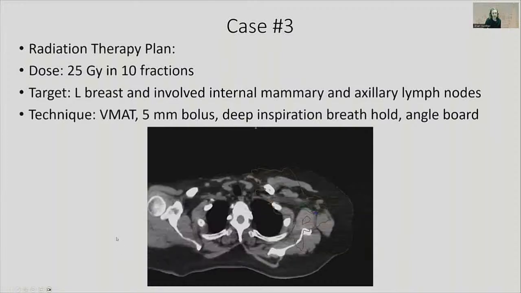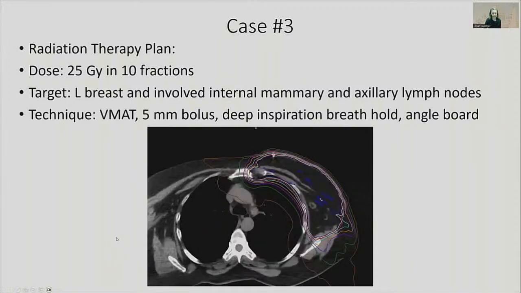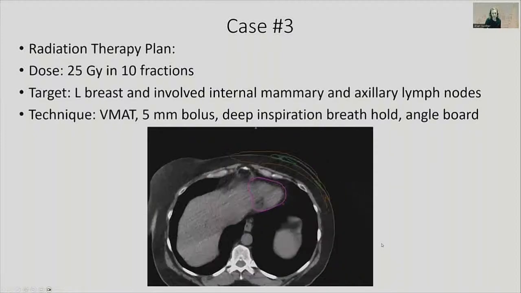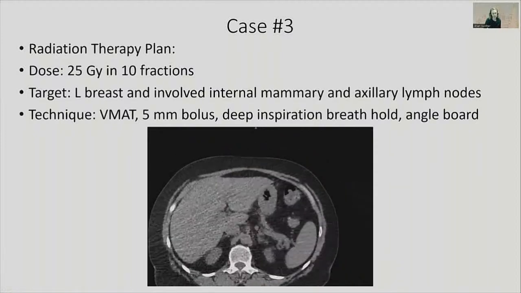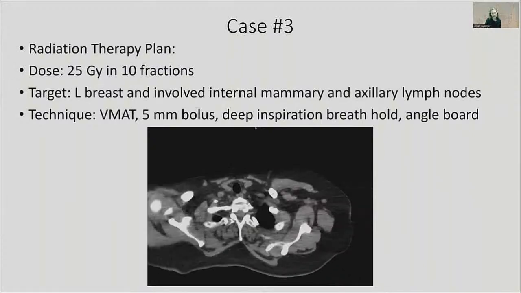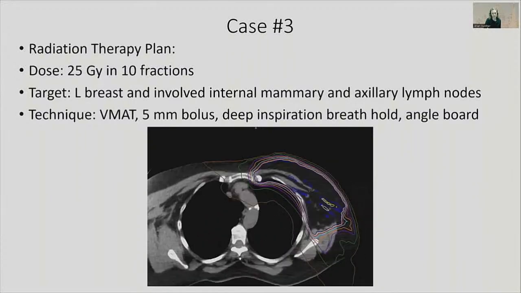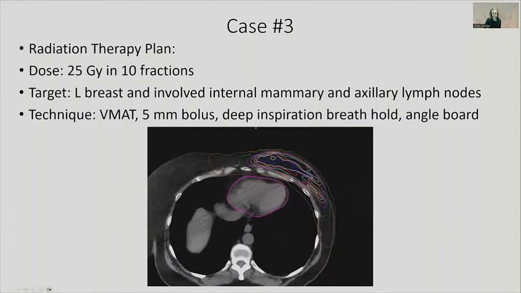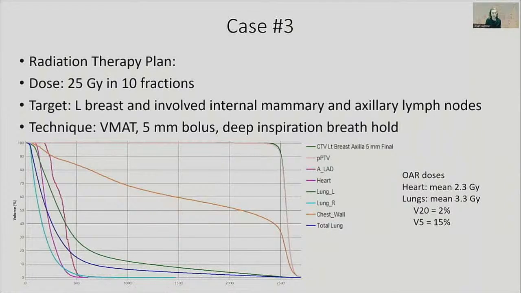Here's a look at her radiation therapy plan. So the goals of radiation therapy are to treat the target while leaving other structures alone. And you can see that this plan nicely spares the contralateral breast, the lung, and the heart. This is a look at her dose volume histogram, and I won't get into details, but basically the average doses to the critical structures, including the heart and lungs, were exceptionally low.